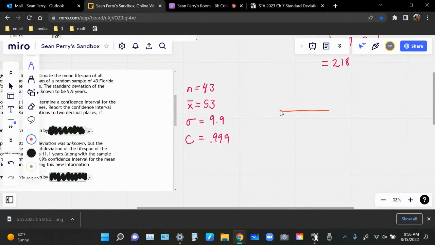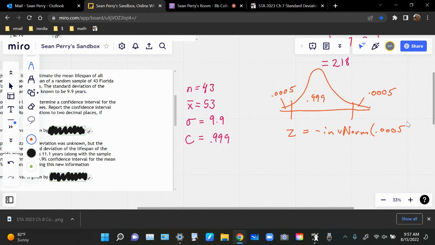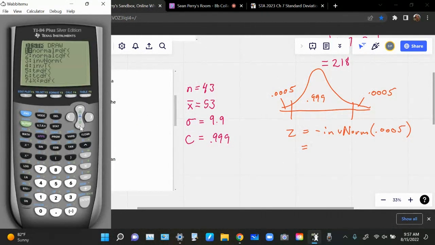So let's draw a quick picture to associate a z-score with this confidence level. What they are saying is we have 0.999 in the middle here, and that puts 0.001 split between two tails. That means there's 0.0005 in each tail. Again, how do we calculate our z-score here? We're going to take the negative of the inverse norm of 0.0005. Heading to our calculator, we do second, distr, down to inverse norm.